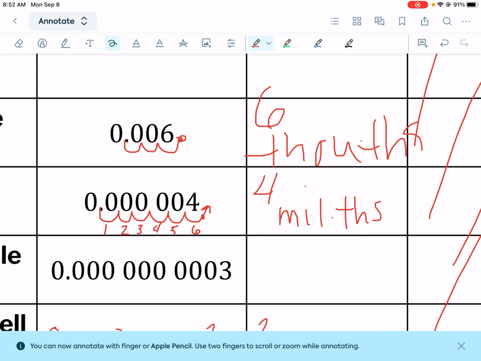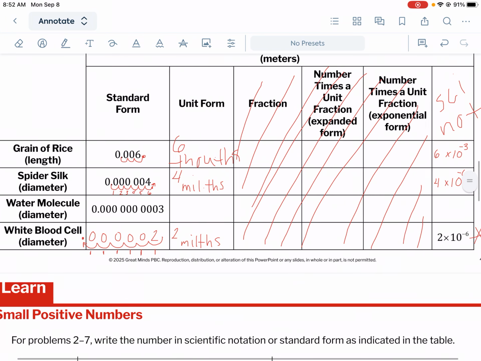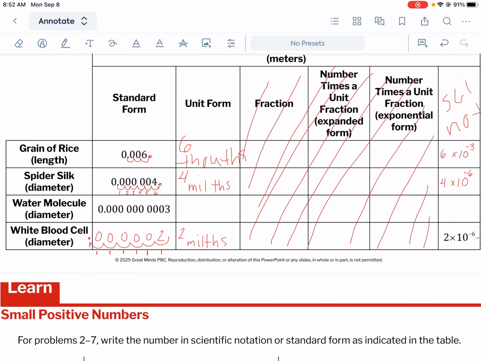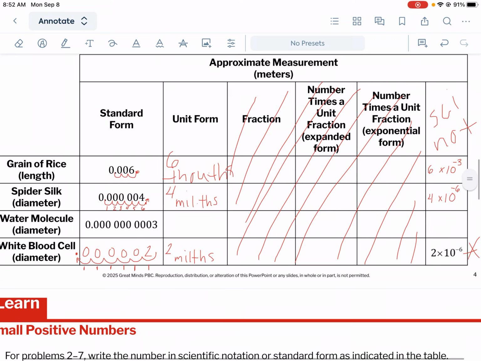You can write a small abbreviation, just as long as I know what you're talking about. I'm going to give you about 60 seconds to convert this 0.000000003 measurement for water molecule into scientific notation. Feel free to go ahead and put it in unit form. If you're unsure, it's okay. I'll do it for you after the fact. But take 60 seconds to knock that out. Starting now.